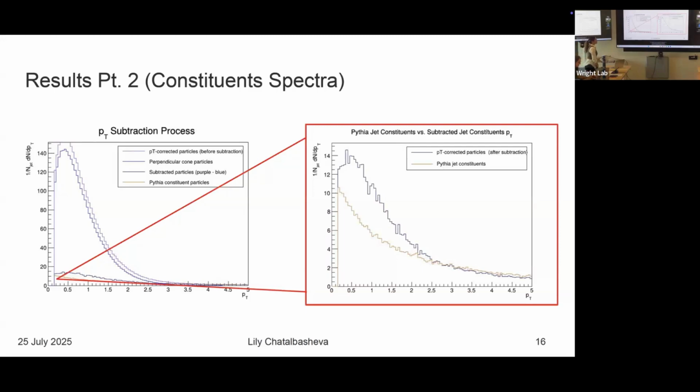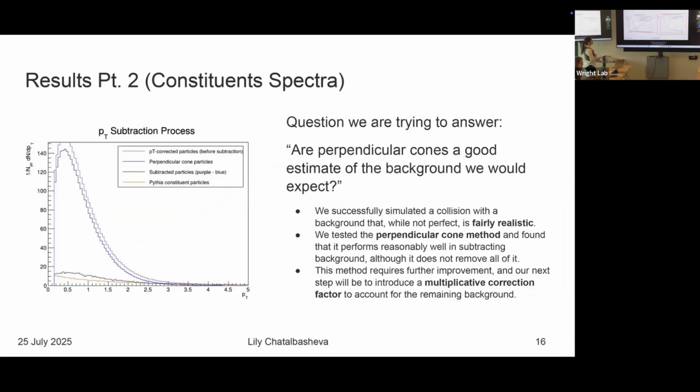So zooming in on this one, we can see that it was actually pretty close, although not quite. So our current thermal model is not perfect, but accounts for most of the background. Okay, so perpendicular cone method, pretty good, not perfect. So the next step is just to introduce a multiplicative correction factor so that we can get as close as possible to the Pythia pure jets.